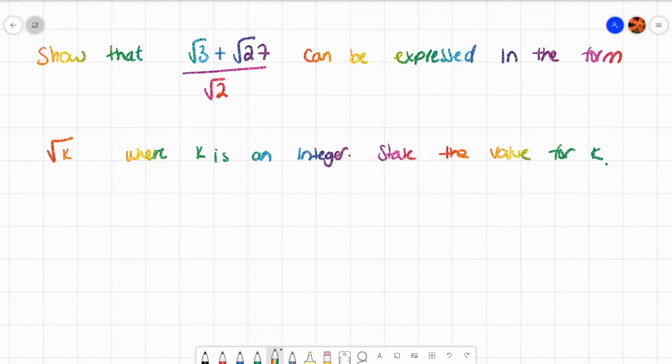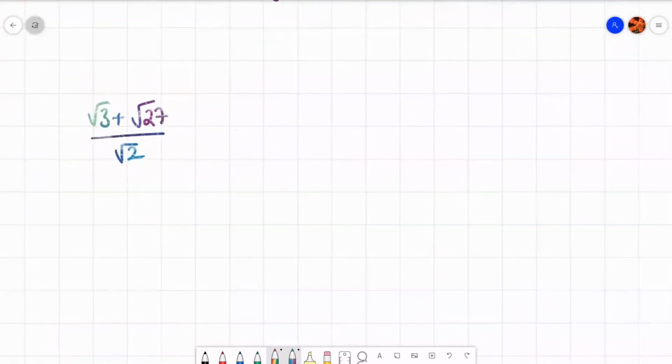Well, that's not a fraction, is it? And the fraction doesn't have a denominator with a square root in it. So they're implying, or asking you indirectly, to rationalize a surd. So let's do that. We have square root 3 plus square root 27 all over square root 2. So let's just rationalize the denominator like we would. We've just got square root 2 at the bottom, so we just times top and bottom by square root 2.